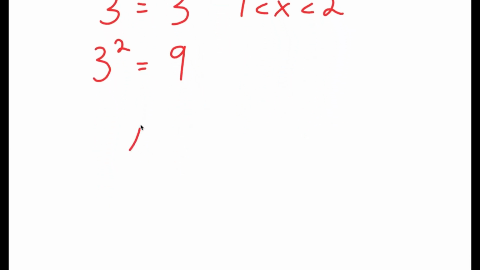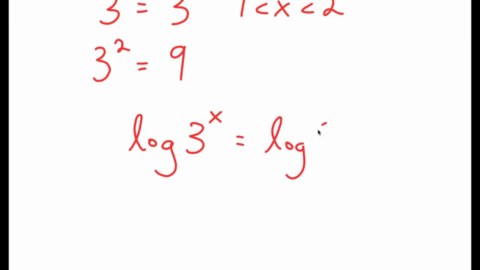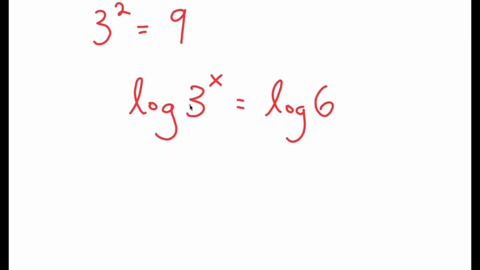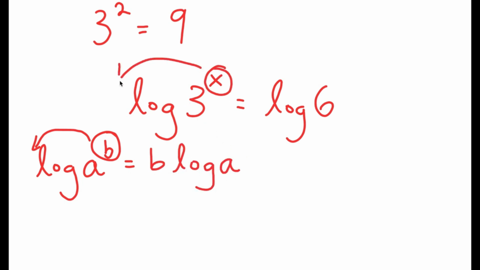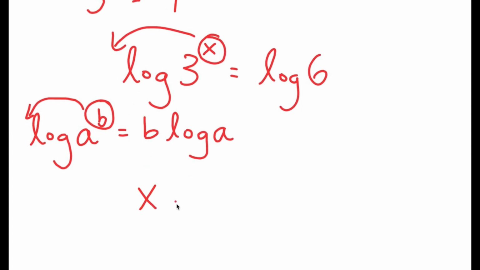Well, I'm going to first start by taking the log on both sides. So I get log of 3 to the power of x is equal to log 6. And from here, if I have something in the form log of a to the power of b, I can move this exponent b to the front. So this turns into b times log a. So I have log of 3 to the power of x, and I can move x to the front. So I get x times log 3 is equal to log 6.